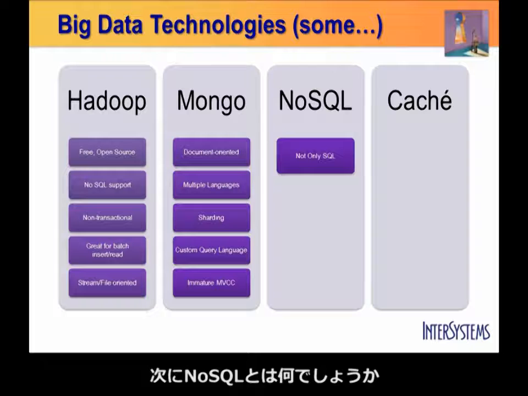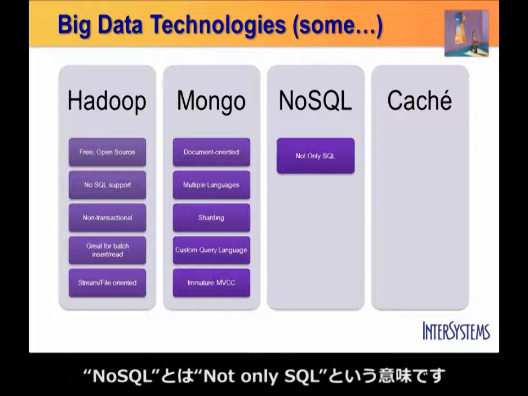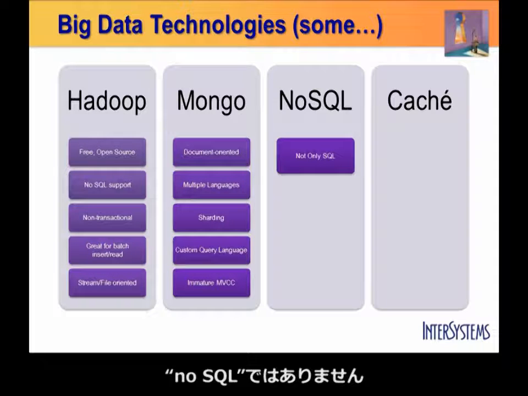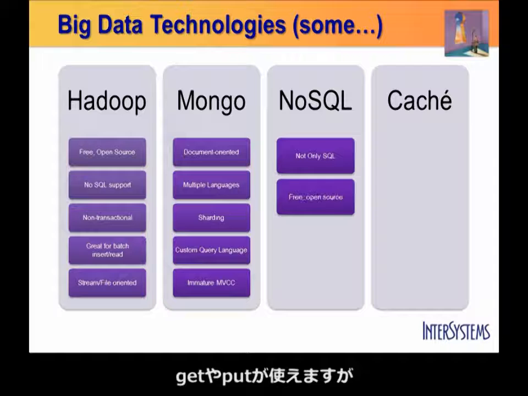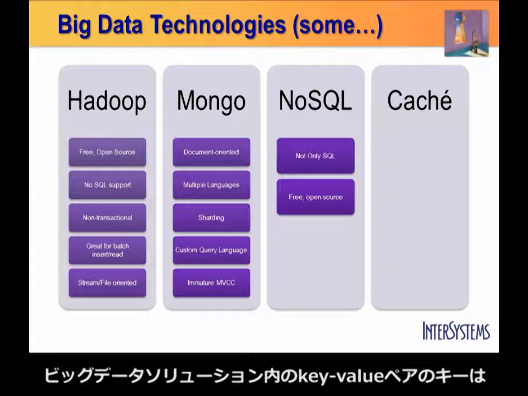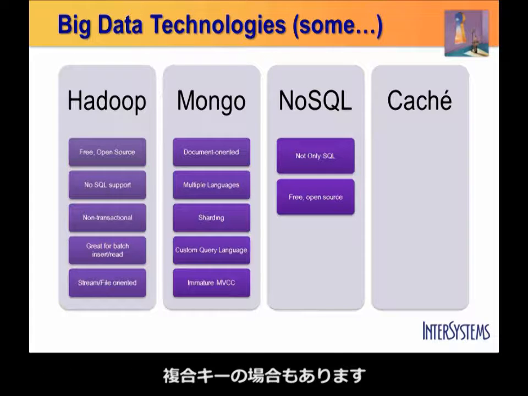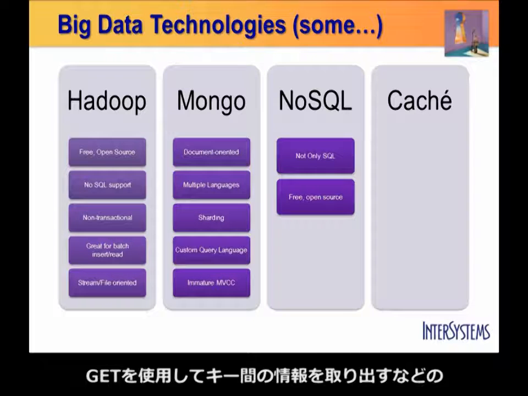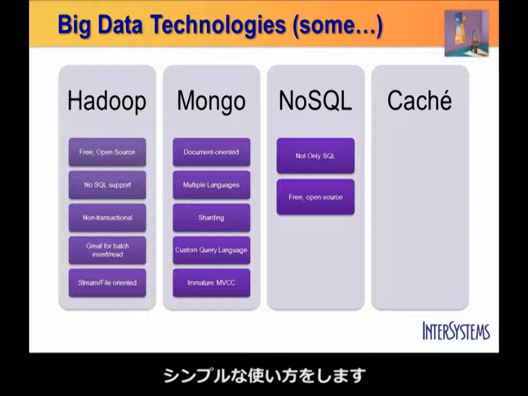NoSQL, so all of these do NoSQL. So what is NoSQL? NoSQL is basically a term that was invented to say not only SQL. Okay? It does not mean no SQL. It means not only SQL. So the main thing there are gets, puts, and very limited query capability to actually handle what they call key value data, right? So just key value pairs that are stored in these big data solutions, and the keys can be complex keys, composite keys, and the way you interact with this is you say, get me a record that's between this key and that key. Simple. No complicated queries here.